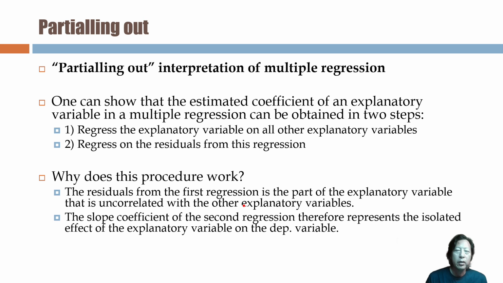Partialing out: there are two different ways to find the coefficient. The first one is to regress the variable on all the others. No, this is the partialing out method. Okay. So you can simply do the regression and find the coefficient, but this way you can find the coefficient also. So I will explain.